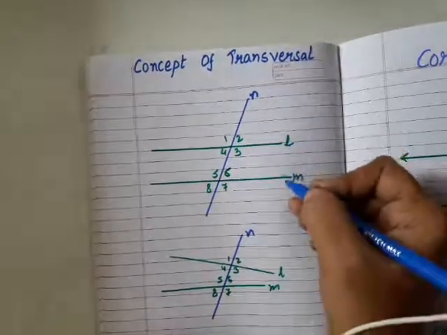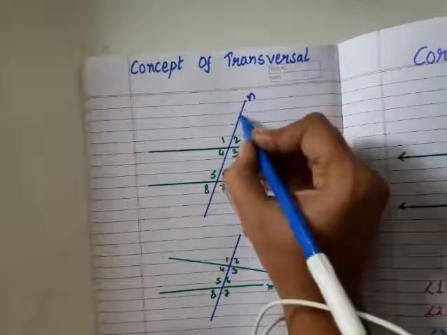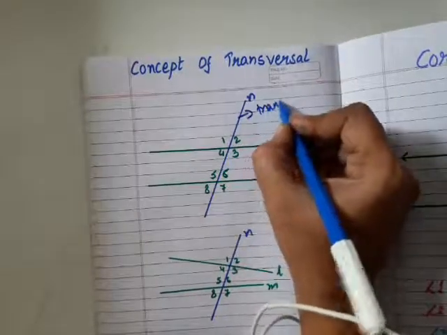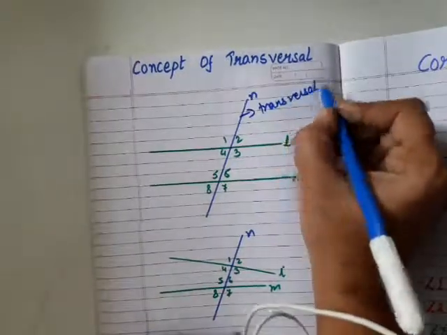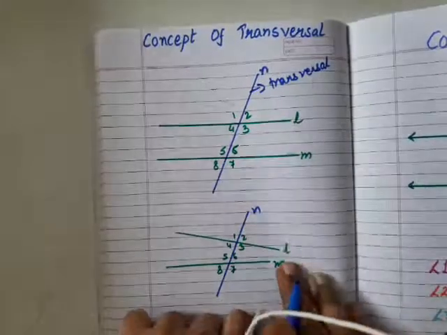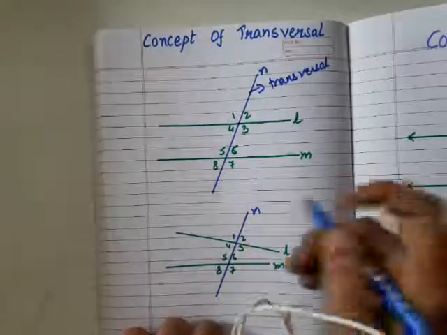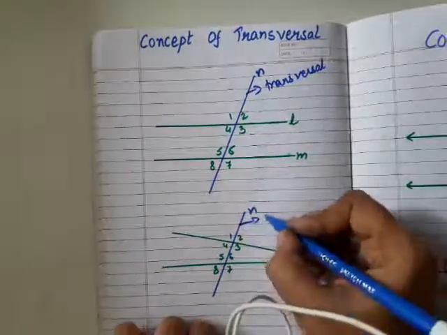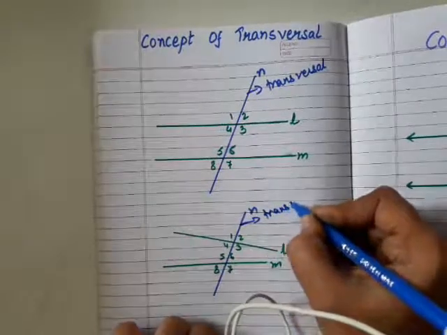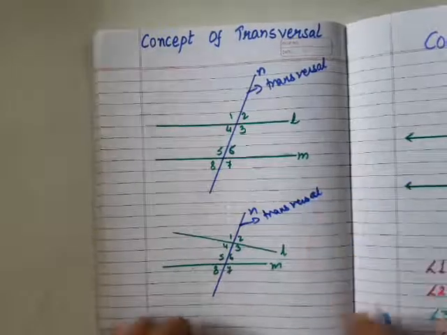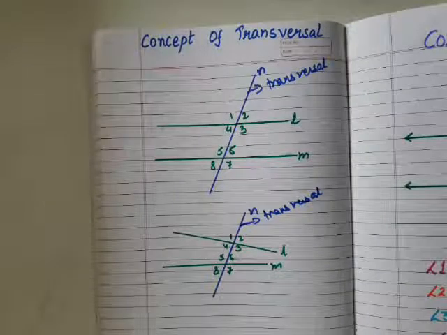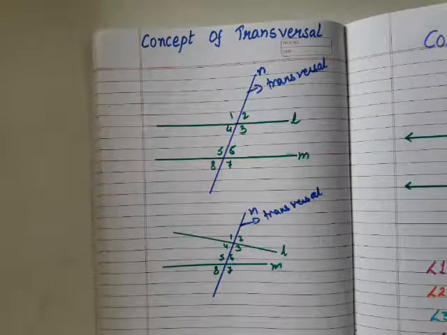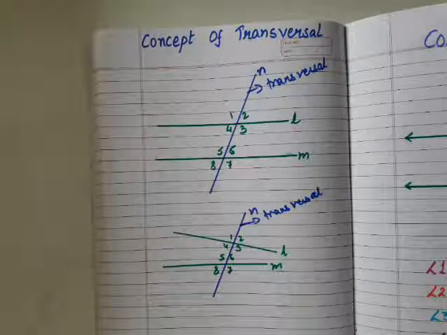Here, L and M are the parallel lines, and N is acting as a transversal. In the same way, here L and M are non-parallel lines and they are intersected by another third line, so this is known as a transversal. So how do we define a transversal? A straight line which cuts two or more given straight lines is called a transversal.